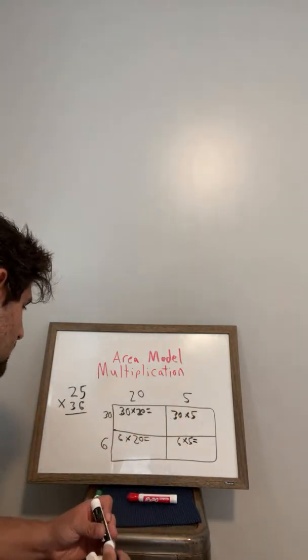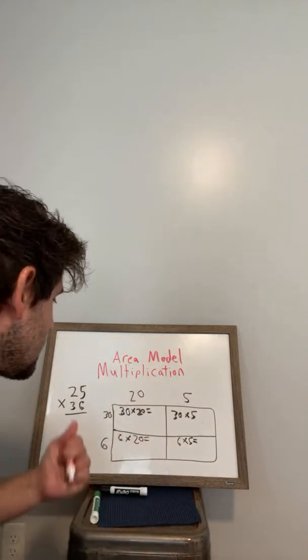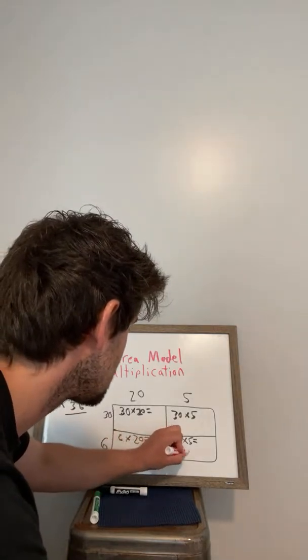Alright, now for the multiplication, like I always say, always start with the easiest problem first. So the simplest problem here is 6 times 5. 6 times 5 equals 30.